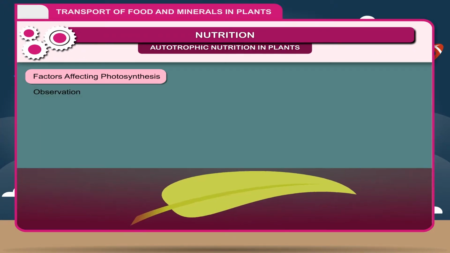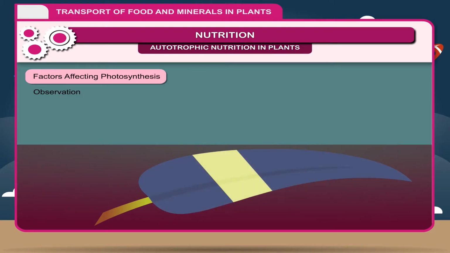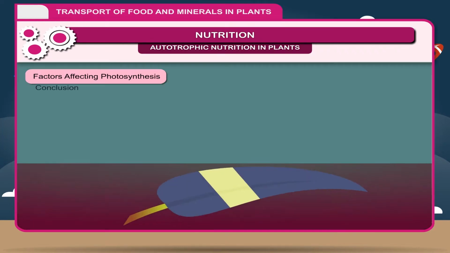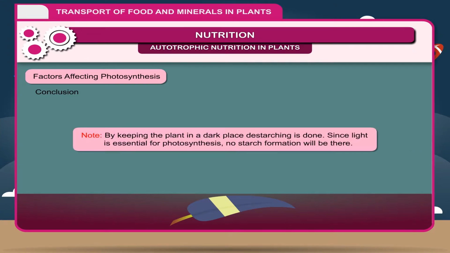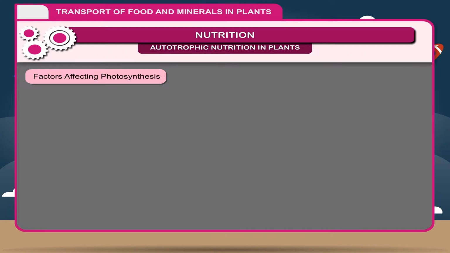Observation. The part of the leaf exposed to the light turns blue in color. The covered portion of the leaf remains colorless. Conclusion. Starch is formed due to photosynthesis where light could reach. Therefore, it proves that light is essential for photosynthesis. Note: by keeping the plant in a dark place, destarching is done. Since light is essential for photosynthesis, no starch formation will be there.